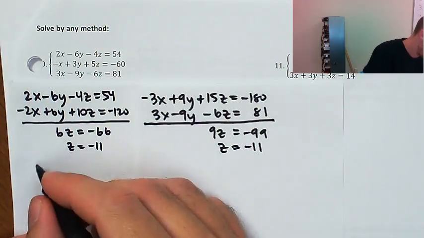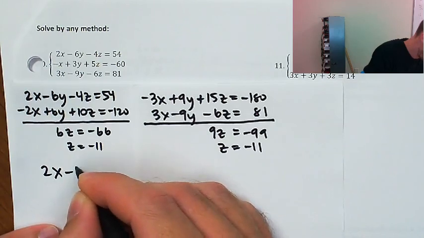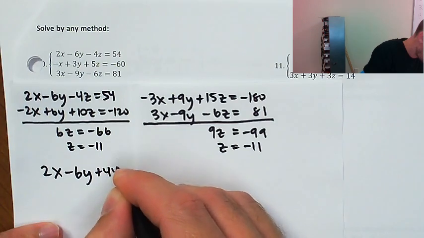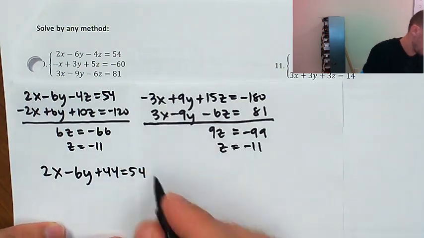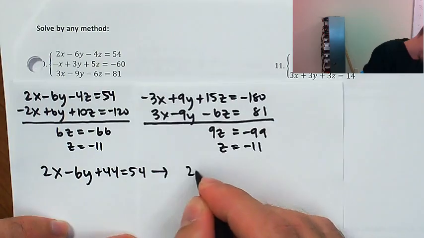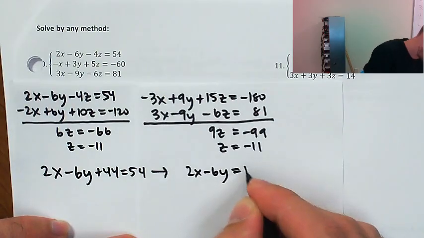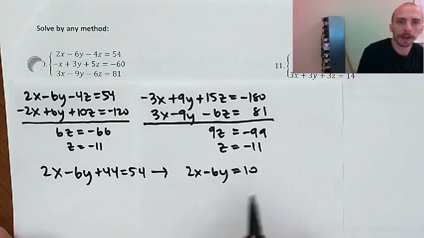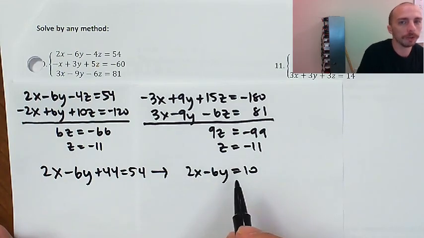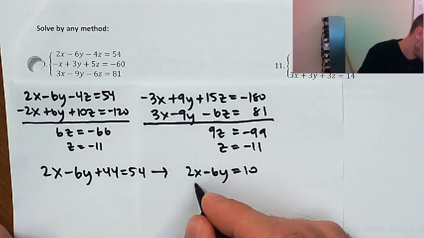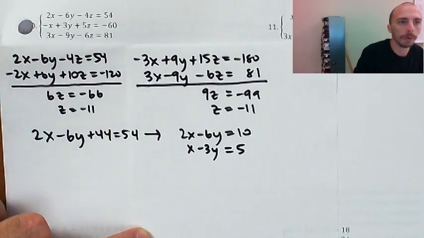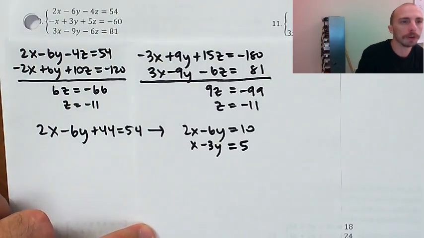So we're going to go back into our original equations. 2x minus 6y minus 4z is going to be plus 44, which is going to be 54. Okay, that tells me that 2x minus 6y equals 10. And yes, I'm going to actually divide this whole equation by 2, just to illustrate what I'm talking about here. x minus 3y equals 5. Okay, it might not be entirely clear to you why I would do that at this point, but I think it will be here in a second.